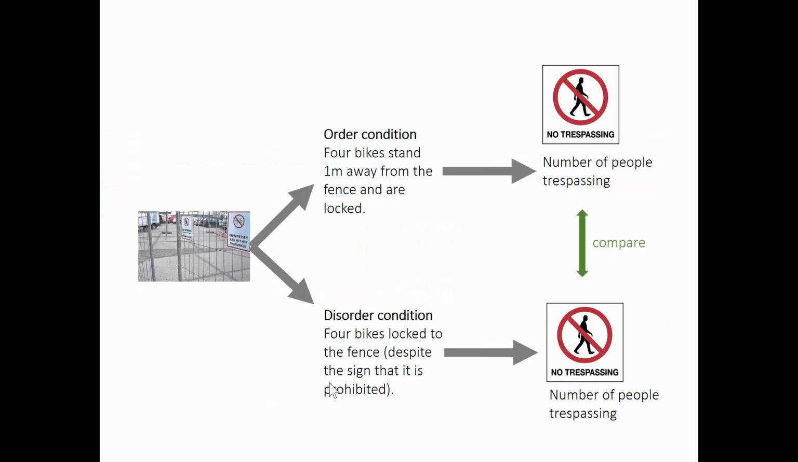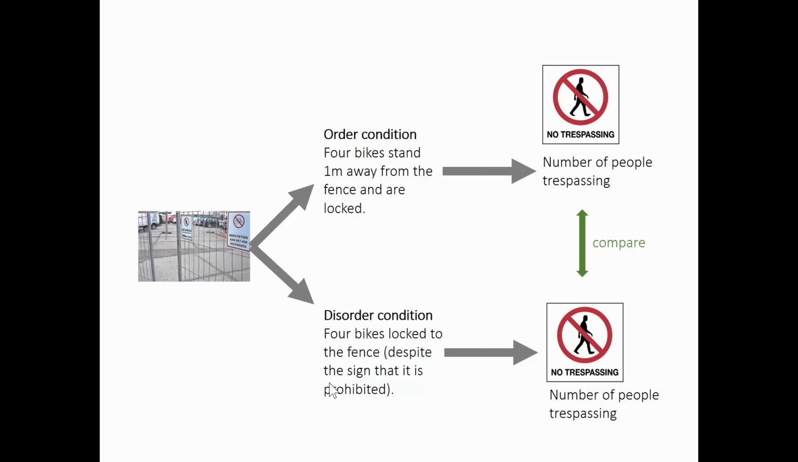Here's how the setup looks. People approach this gap in the fence, and some of them, at certain times of the week, end up in the order condition where 4 bikes stand 1 meter away from the fence and are locked. And then at other times, on comparable days of the week, people approach this parking lot. There's the same gap in the fence, but then there are 4 bikes attached to the fence.